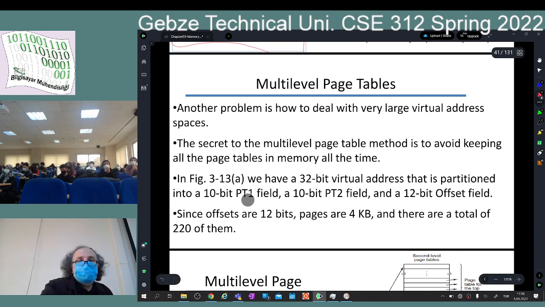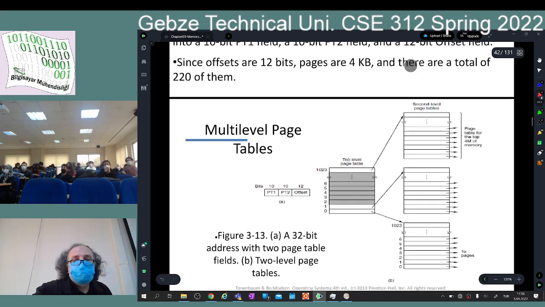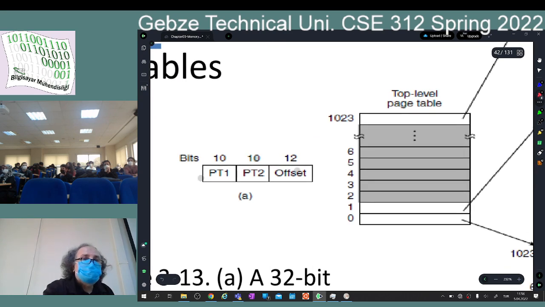Let's look at this picture. I have a 32-bit virtual address on some computer. Of it, 12 bits are the offset, so my page size is 2 to the power 12, which is 4 kilobytes. The rest, 20 bits, is divided into 2 parts, PT1 and PT2. This is the structure of the virtual address. This is supposed to be 20 bits for the page number, but I divide it into 2.